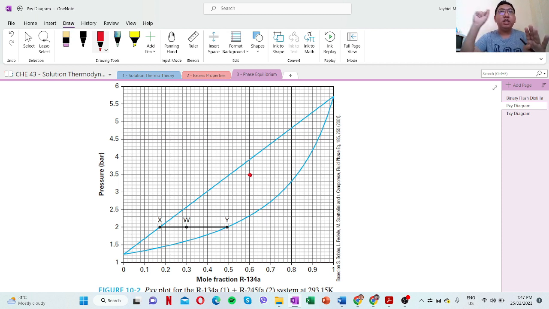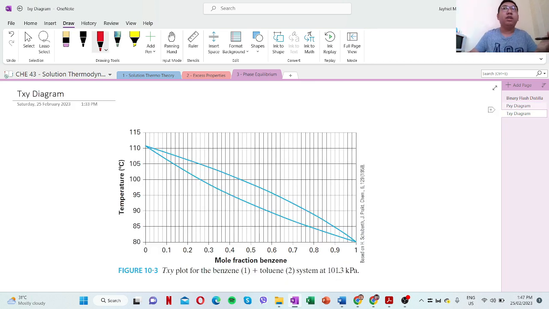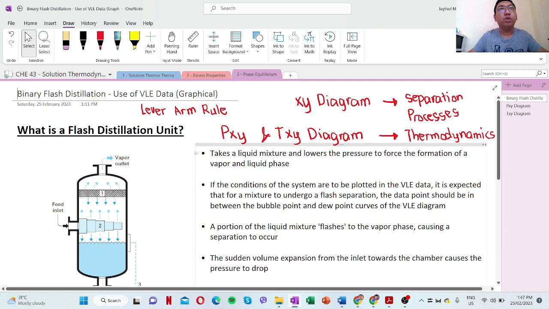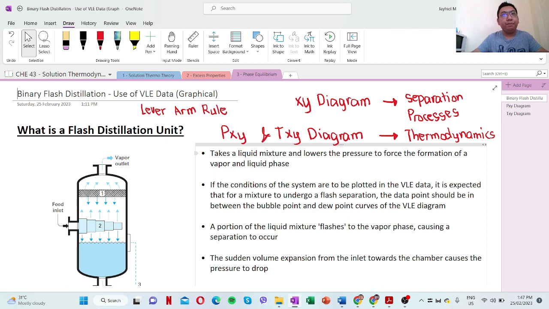So that's the first thing that you have to check. Will flash be possible given the composition of the mixture and the pressure or temperature of the flash drum? If yes, if it's in between the curves, then you can conclude that, okay, we will continue with the flash distillation word problem and it's possible to solve for the exiting streams of vapor and liquid.